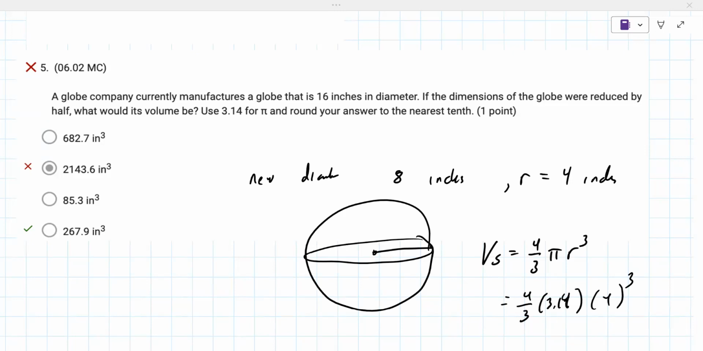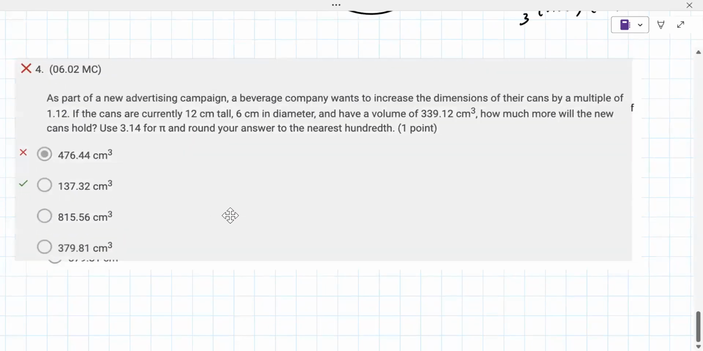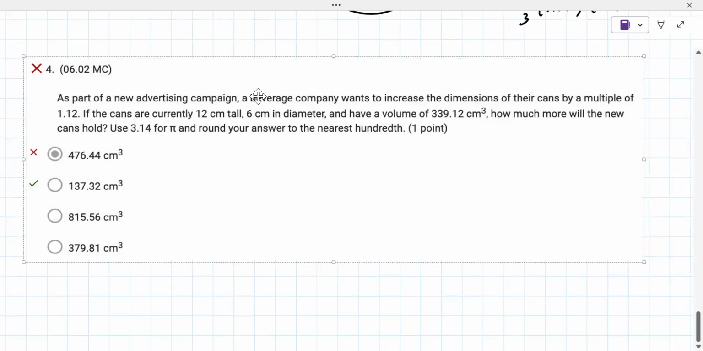So here's the next one, kind of the same test. As part of a new advertising campaign, a beverage company wants to create dimensions of cans by multiplying by 1.12. Cans are currently 12 centimeters tall, 6 centimeters in diameter. How much more? Okay, so I see.